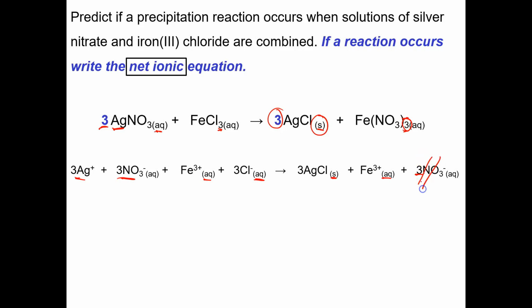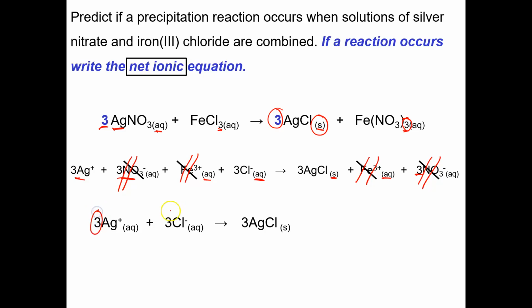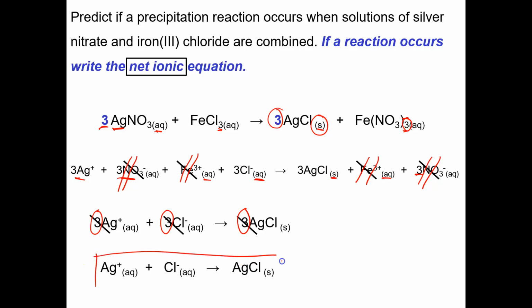So we're looking for ions that appear in the same form on both sides of the arrow. And you can see that's going to be our nitrate and our iron 3 plus ions. So we'll go ahead and get rid of those guys. And that gets us pretty close to our net ionic equation. So at this point, it would look like this. And I hope what you can see is we're not quite done, because we can divide through by the common factor of 3. And when we do that, that'll give us our overall properly balanced net ionic equation.